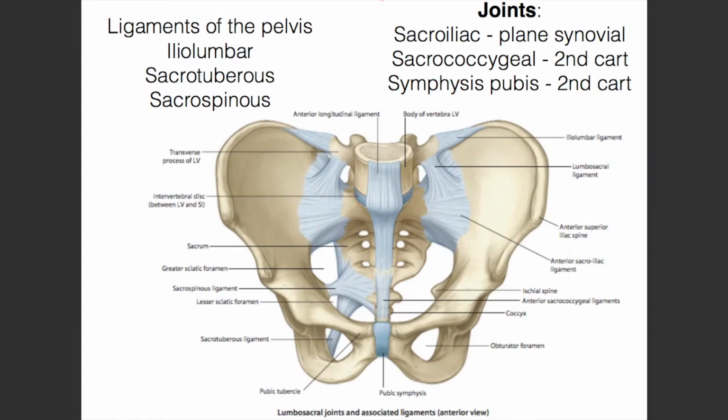Okay? Then we have the ligaments of the pelvis: the iliolumbar ligament, the sacrotuberous ligament, and the sacrospinous ligament. The important ones are the sacrotuberous and the sacrospinous. Okay? They're very important ligaments. So in their names you can tell which bones they connect. So the iliolumbar.